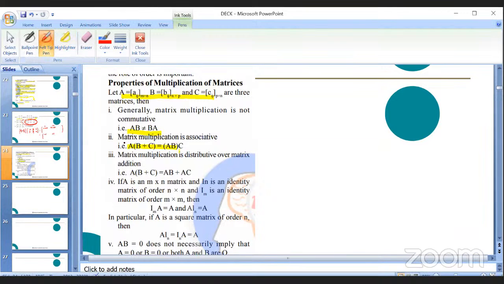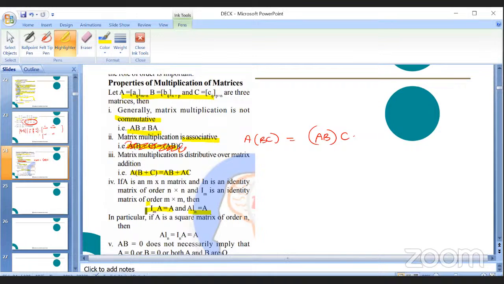I will write it. A into BC will be equal to AB into C. So the first one is the commutative property. The second one is the associative property. Then A into B plus C is AB plus AC. Next, identity matrix into A is the same as A. A into identity matrix is the same as A.